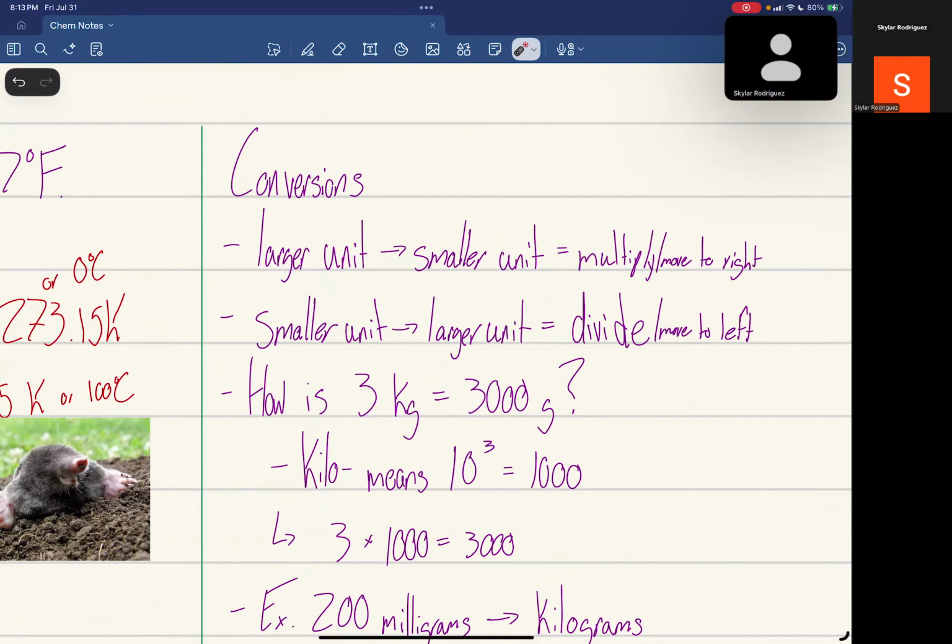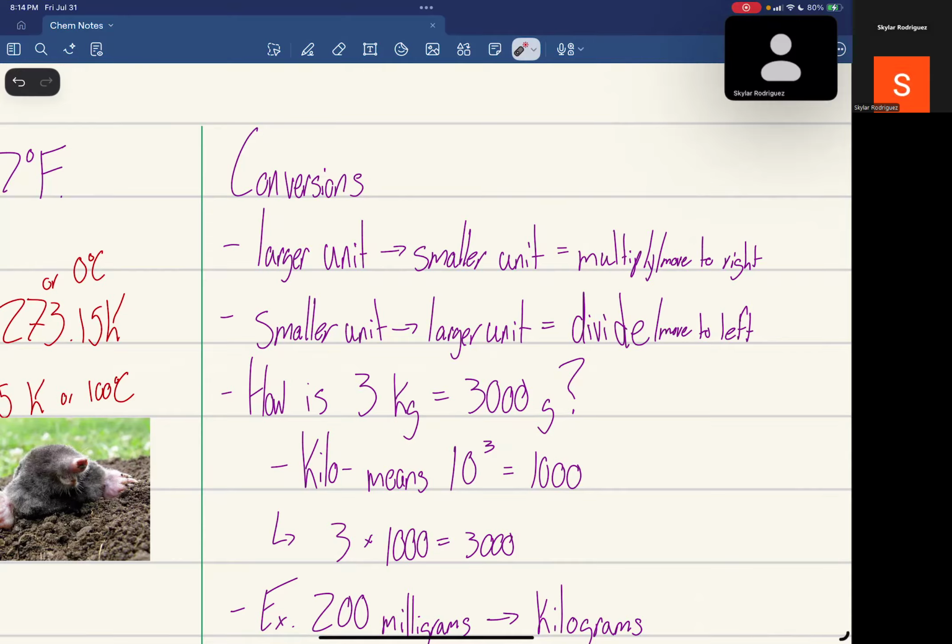Now, knowing the metric prefixes, let me show you how to do conversions. The trick is to keep track of the power of 10. Ask yourself, am I converting to a bigger or smaller unit? If you're converting from a large unit to a smaller unit, you multiply. If you're going from a smaller to a larger unit, you will divide.